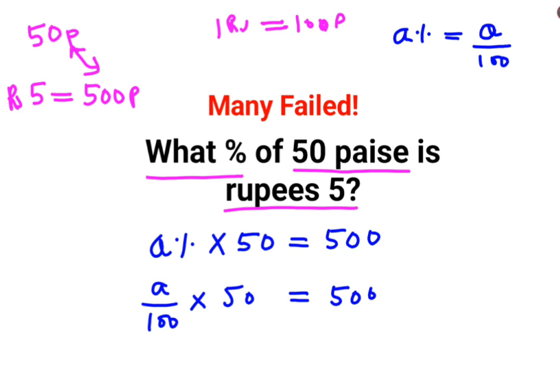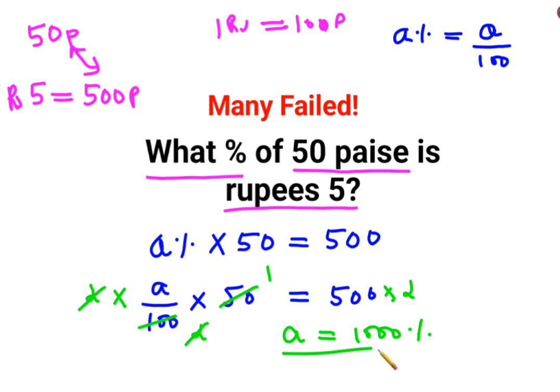Okay, so now what happens over here is, see, things are cancelling. This is 1s and 2s. And in order to find the value of a, you need to multiply both sides by 2, right? So this 2 and this 2 also gets cancelled. So I can say a is nothing but what? 500 into 2, which is 1000%. Okay, so I hope this is very clear to everyone.